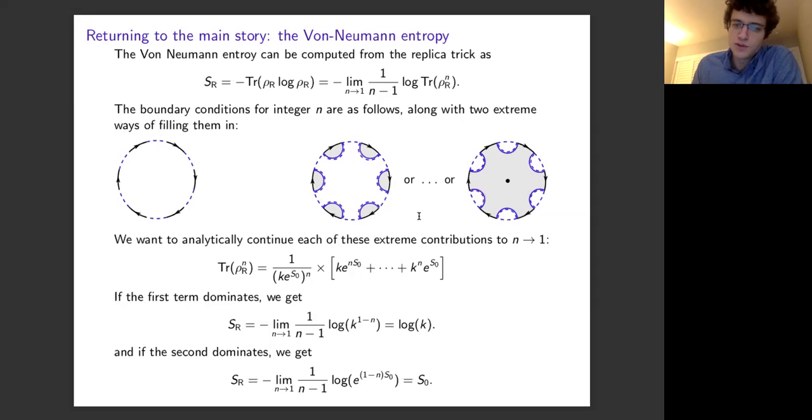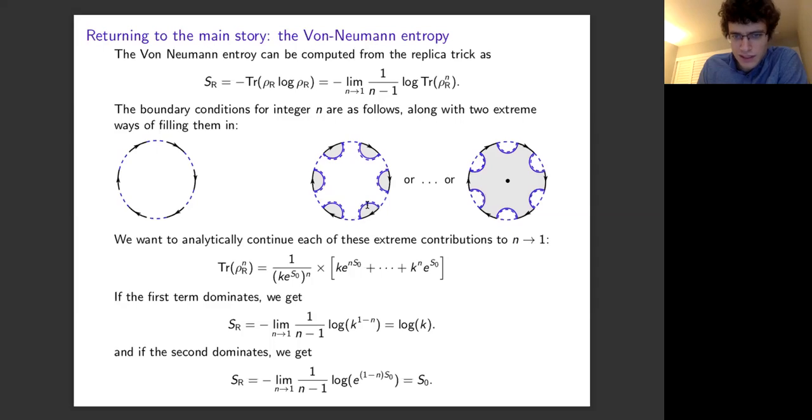And what we want to do is, in principle, do this whole sum over these things and analytically continue the whole expression to n goes to 1. But that can be done. It's a little complicated, and I'll draw you a plot in a second. But to start, let's just try to analytically continue these two extreme terms. They're easy to do. So let's first look at the completely disconnected term.